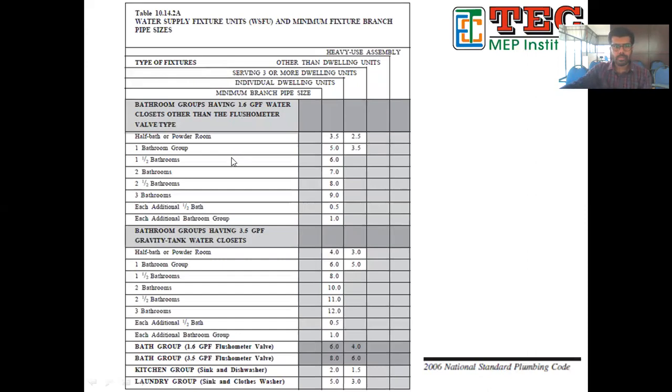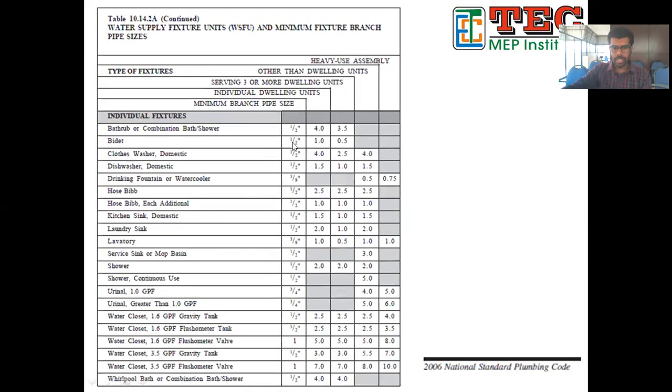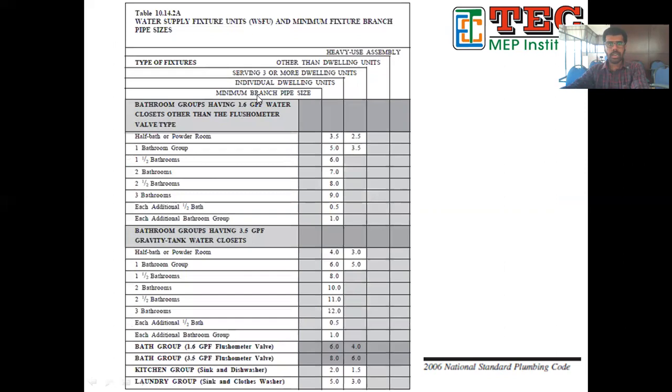So this is the table that I was saying. Okay, this is not NBC, that was the National Standard Plumbing Code. From NSPC only we will be taking this. So we will be dealing with NSPC only, not NBC. With the help of NSPC, the National Standard Plumbing Code, we are going to find out the pipe size. That is the WSFU method. By the help of the WSFU method only, we are going to find the pipe size.